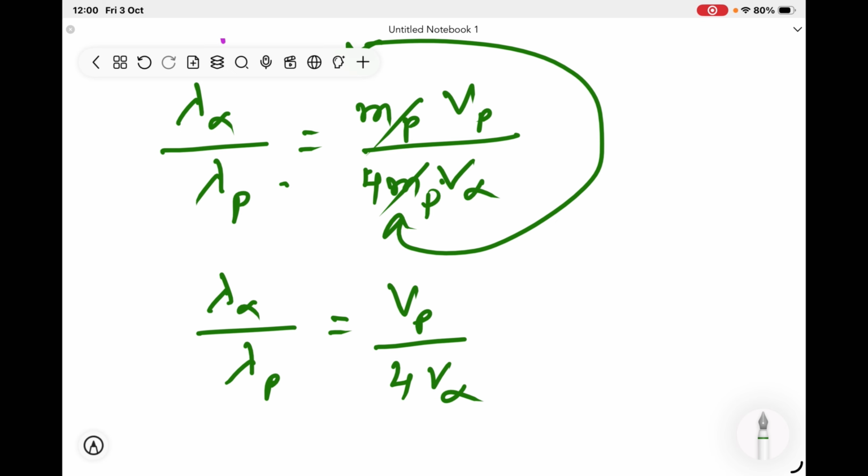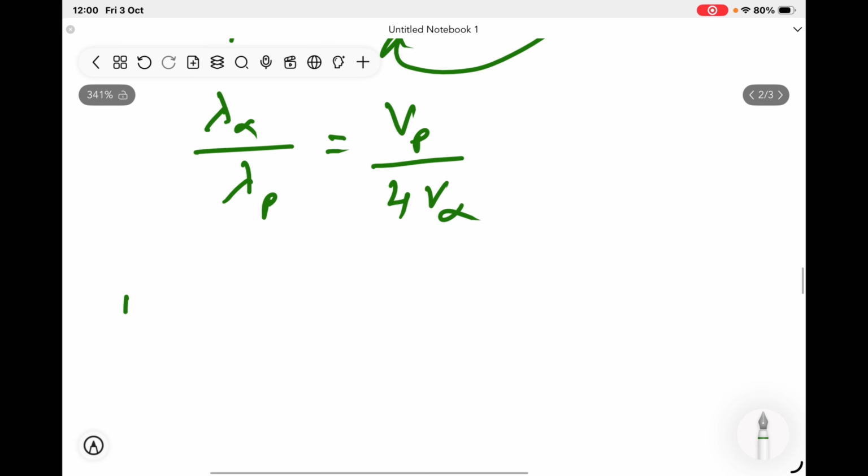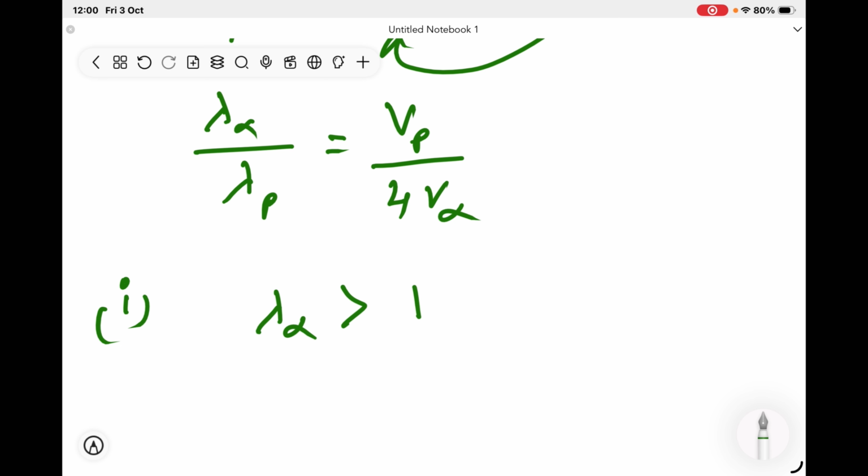And now what is asked? We have been asked the ratio of velocities. So the ratio of velocities can be told from here. And now let us see what the first relation is. The first relation is given as lambda alpha greater than lambda p. It was given. So now you can see lambda alpha divided by lambda p will be greater than 1. I have brought lambda p down, so it is left greater than 1.